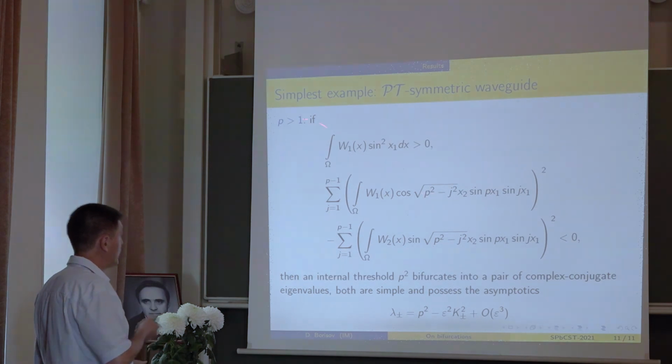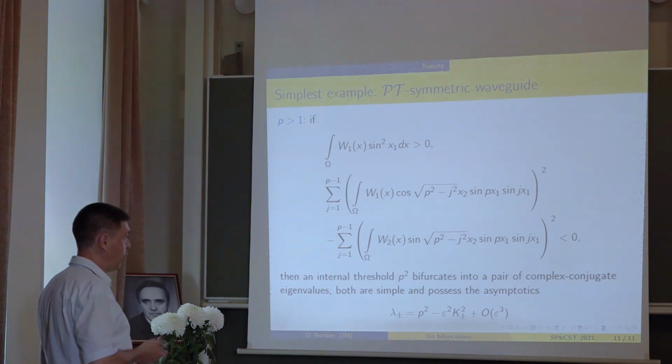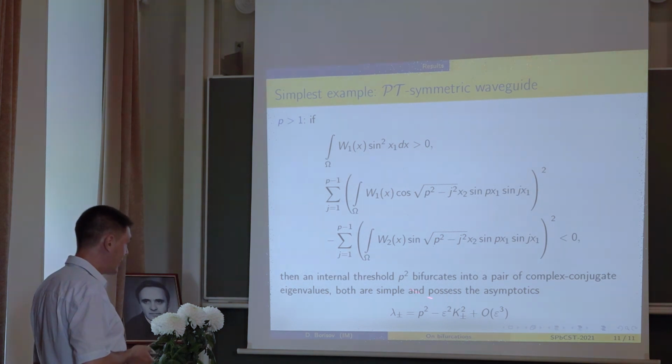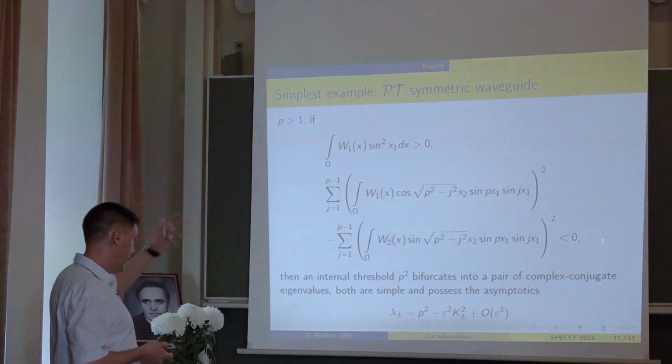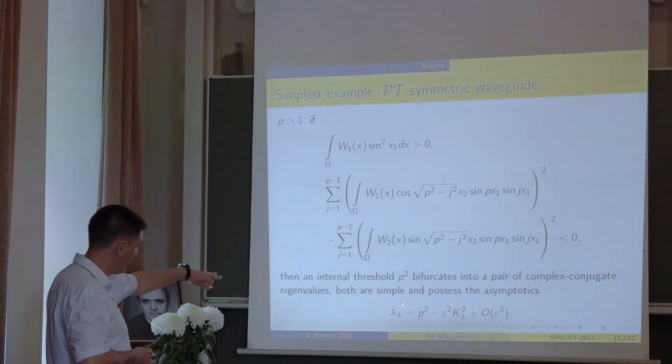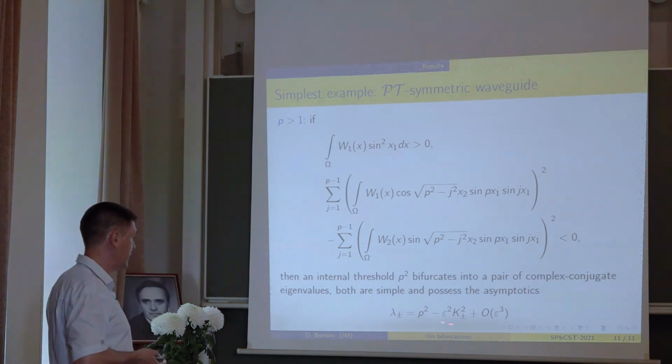For internal thresholds, I should first check this condition, and then I should check that one. This one is for the real part, and that one is for the real part and for the imaginary part. If both of them hold, then each such threshold couples into a pair of complex valued eigenvalues, which are located symmetric with respect to the real axis, both of them are simple, and these are their asymptotic expansions, and we can find this k plus minus explicitly.